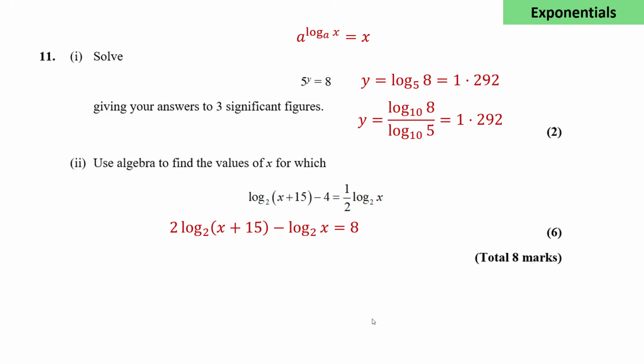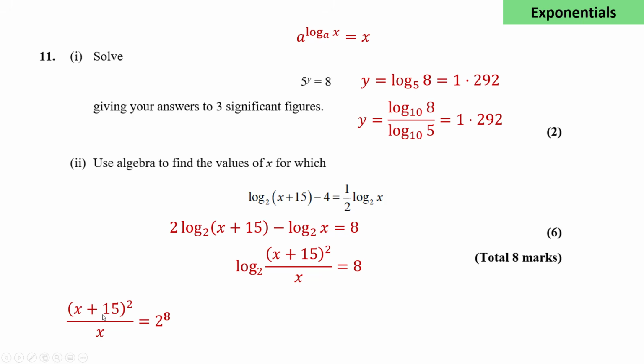The second part of the question is a log equation. Here we multiply through by 2 and take the logs to one side. This gives us 2 log 2 of x plus 15 minus log 2 of x equals 8. 2 log 2 of x plus 15 is the log of x plus 15 squared. When we subtract logarithms, we do a division. So when we subtract log 2 of x, we get log to the base 2 of x plus 15 squared divided by x. That equals 8.